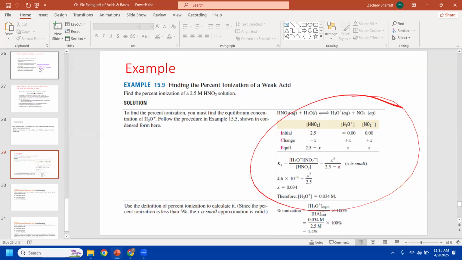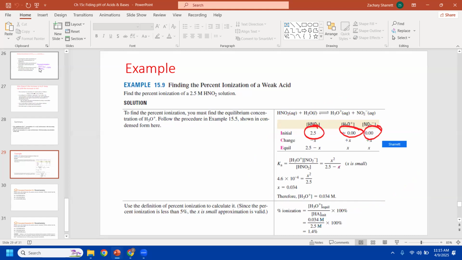So you make an ICE table. Nitrous acid dissociates into H+ and NO2-. We have an initial concentration of 2.5, and we start off with zeros for each of these. What was the reason for the "almost zero" here? Anybody remind me? Robert, why does it say about zero and not zero? And what's that little bit from?